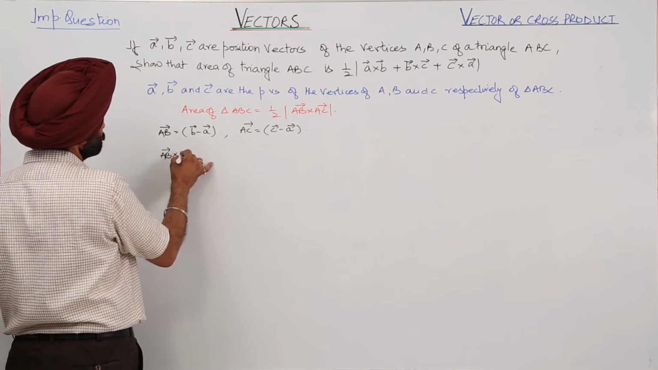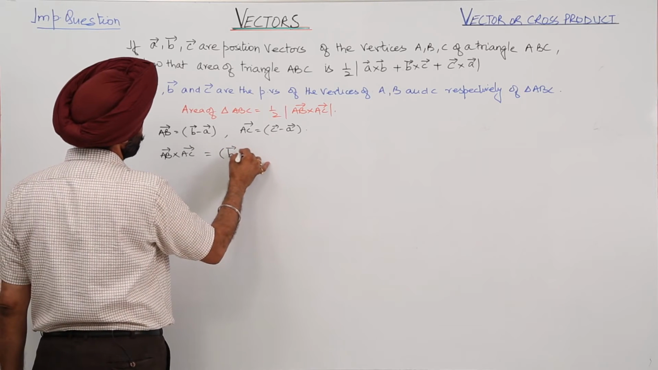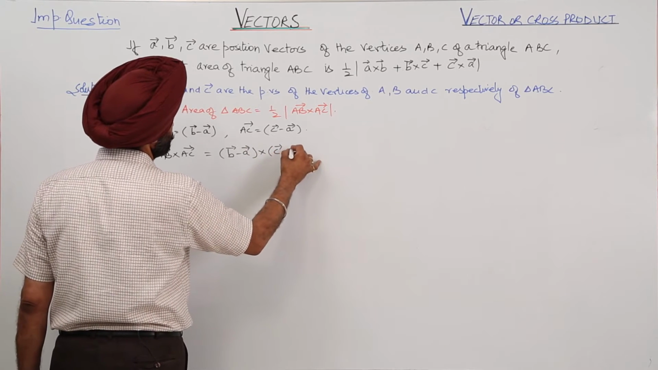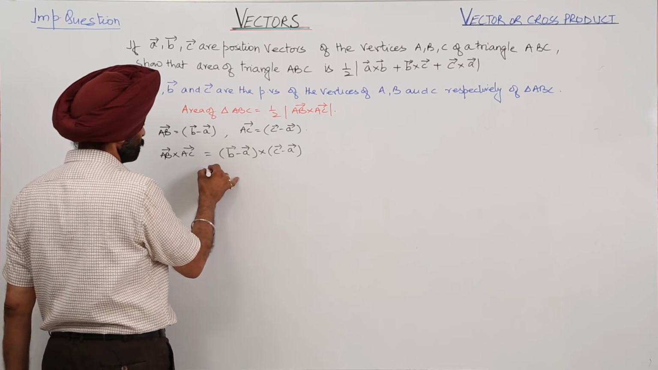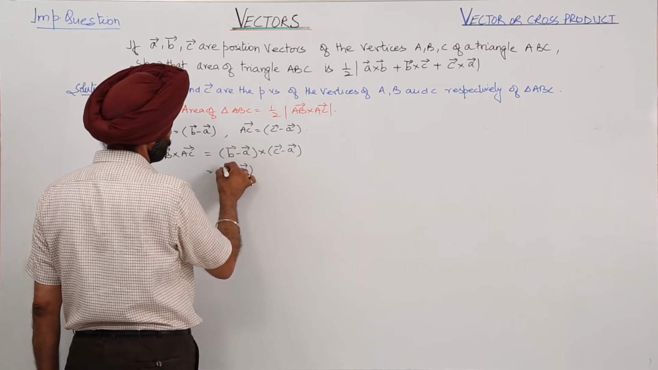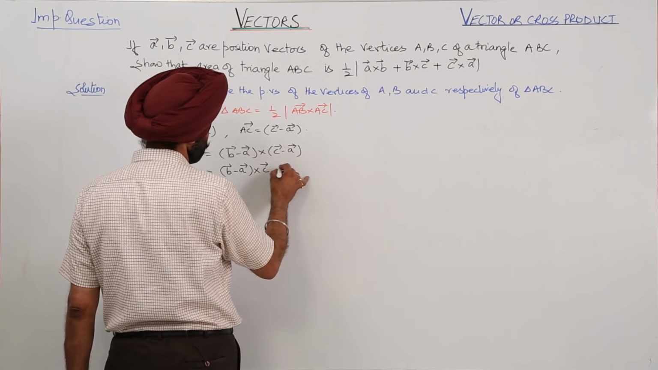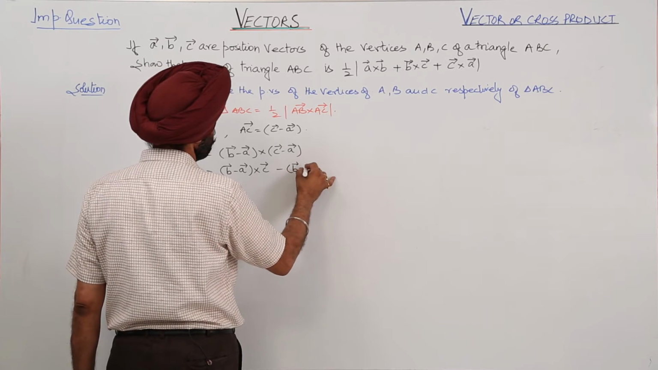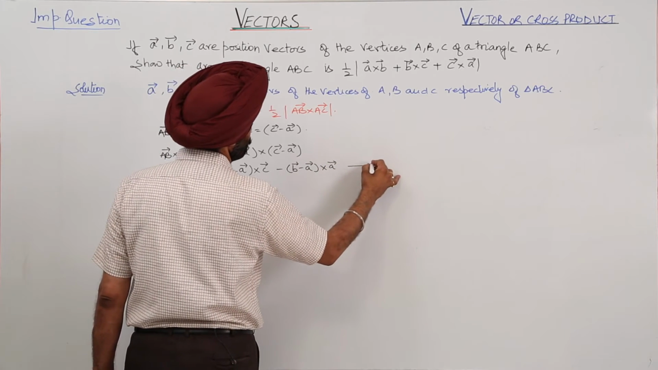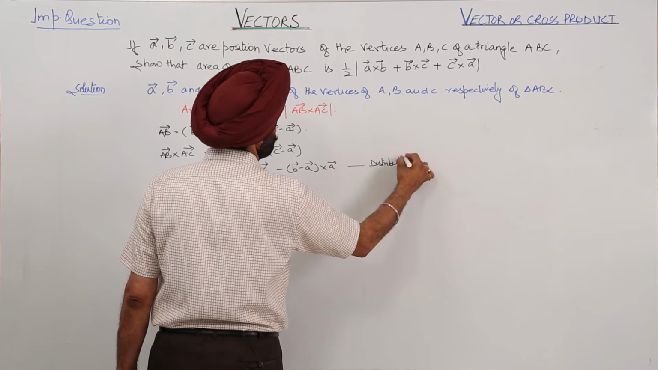Vector AB cross vector AC, the cross product of vector AB and vector AC, we have vector B minus vector A cross product with vector C minus vector A. Now, this becomes vector B minus vector A with cross product of vector C, minus vector B minus vector A with cross product of vector A. Distributive law.